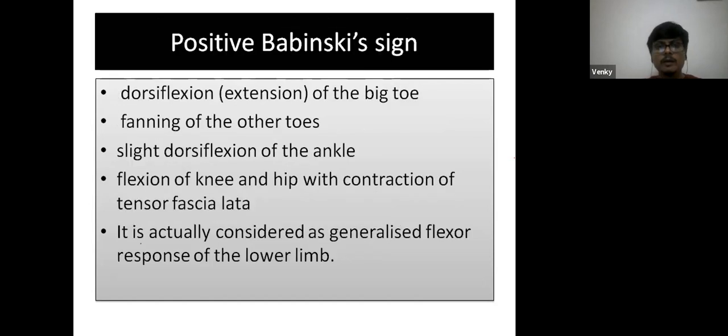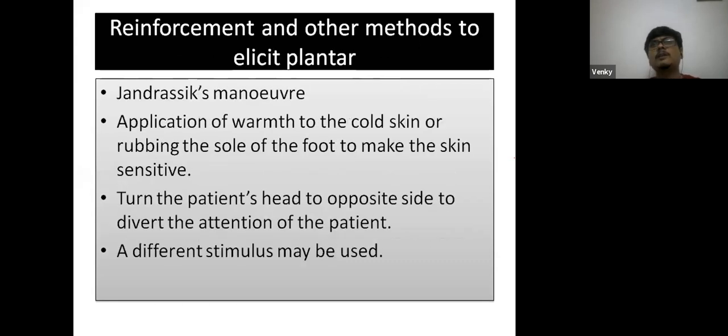So if the patient has cervical spondylosis and hypertonia and you are getting a negative response, then before committing to a negative plantar, you have to do a reinforcement technique. That is the Jendrassik maneuver: either clenching the teeth, or fisting both upper limbs, or hooking both upper limbs, or asking the patient to see a fan. A diversion should be given, and don't ask the patient to look at the limbs.